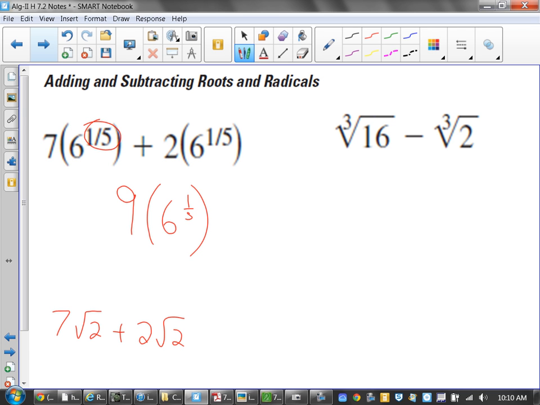And that's it. It's the same exact stuff with square roots as it is with this. Yeah. Oh, I answered my own question. I'm glad we had that conversation.